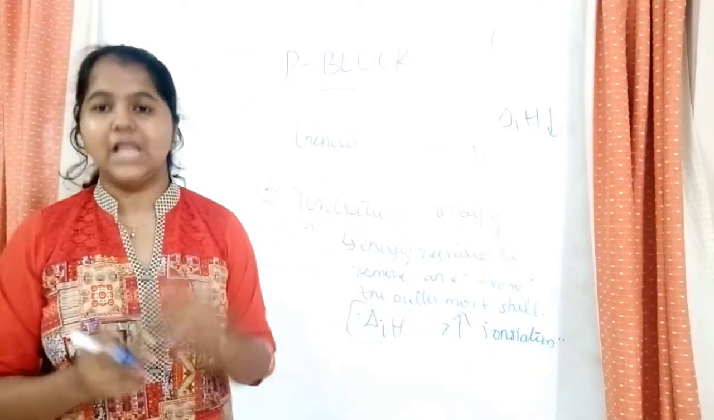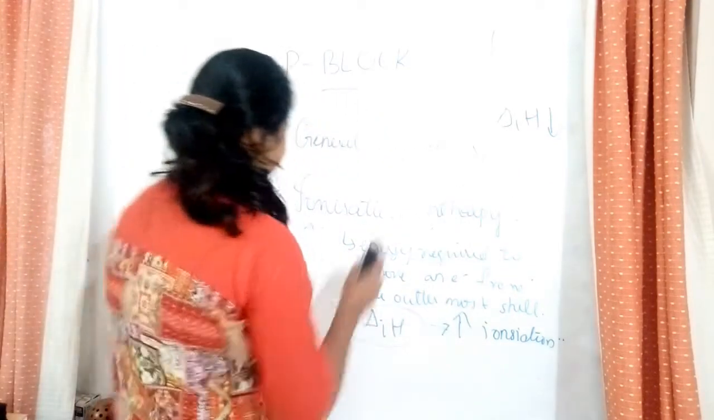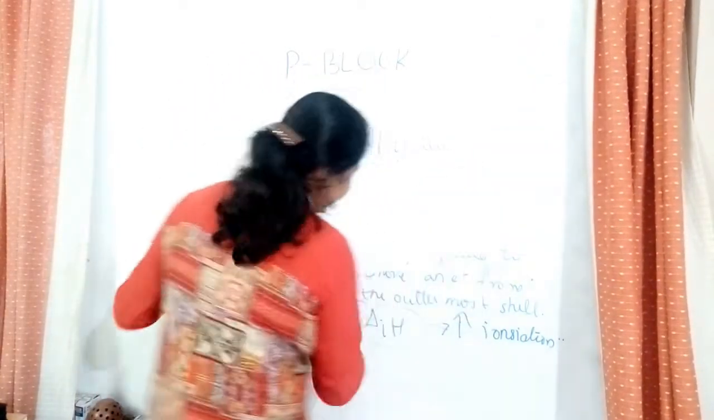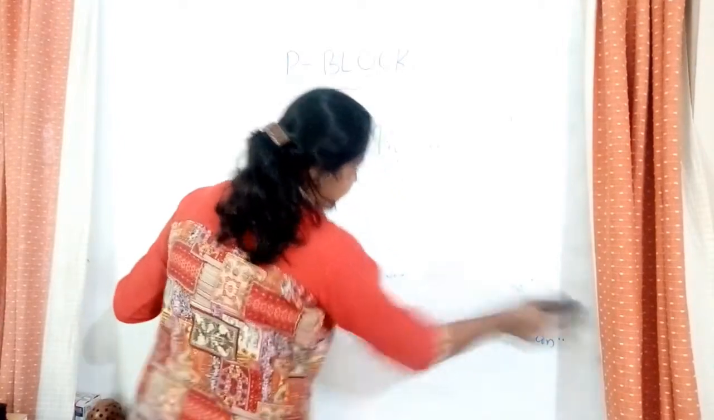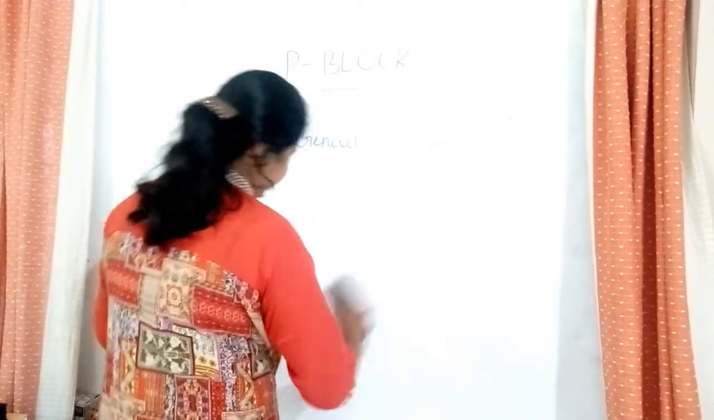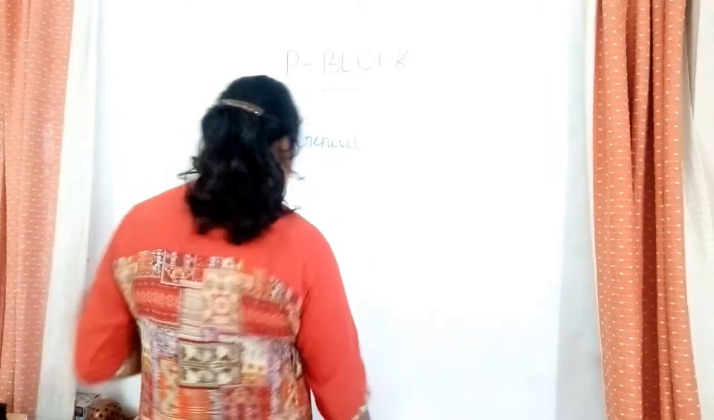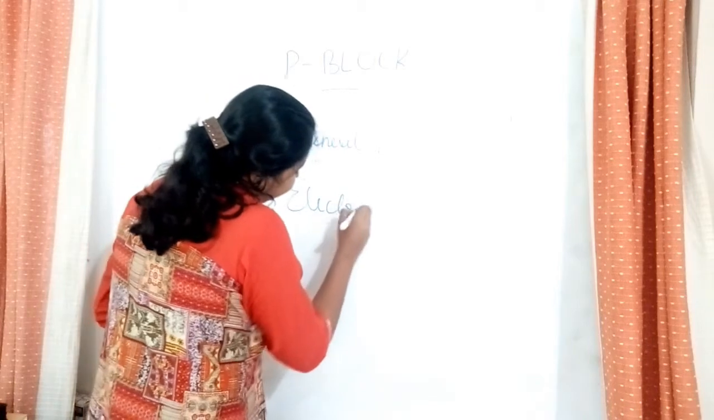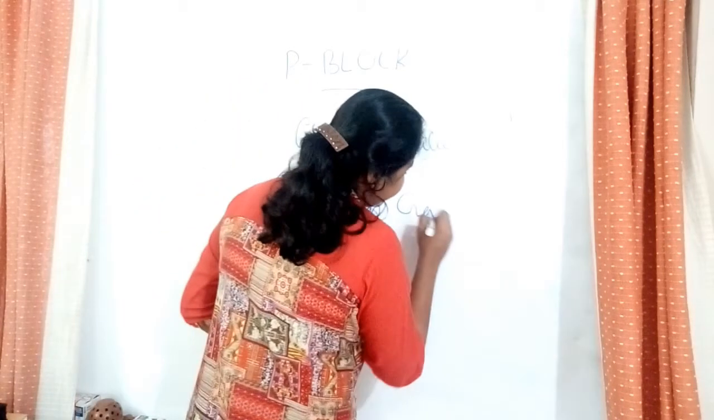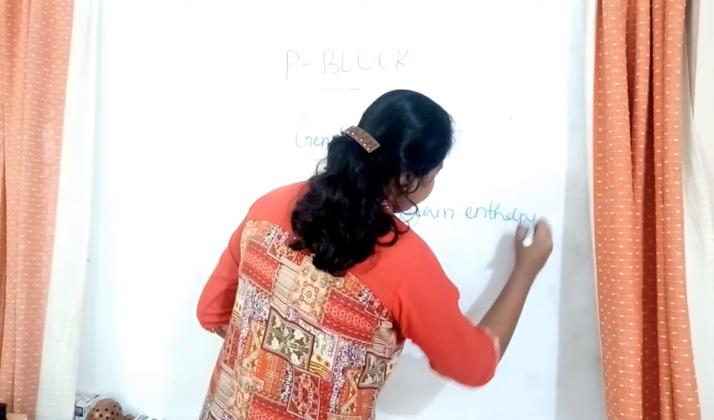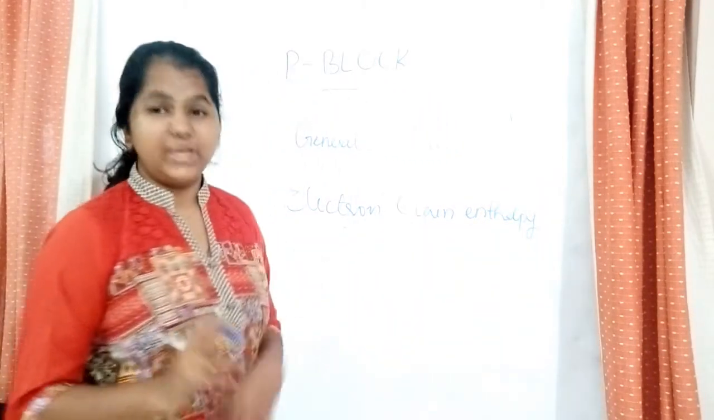So now let's see the third one. The third property, that is what we are going to learn. The third property is also an enthalpy, that is electron gain enthalpy. So let's see what is electron gain enthalpy.